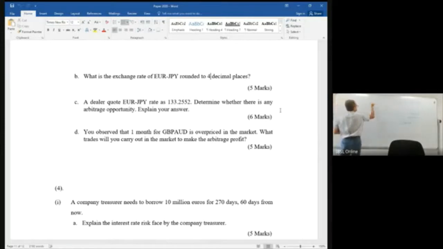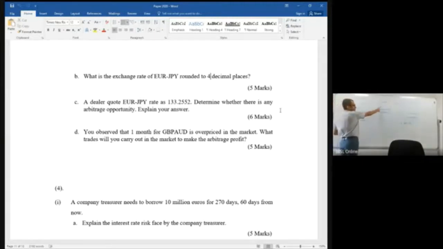So 1 month forward price. The price is not given, but it says it's overpriced. What does it mean? It is overpriced 1 month forward. If you take the currency pair GBP AUD, if you take the spot today and the interest rate of these two currencies, you can calculate the 1 month implied forward rate based on the spot rate and the two interest rates.